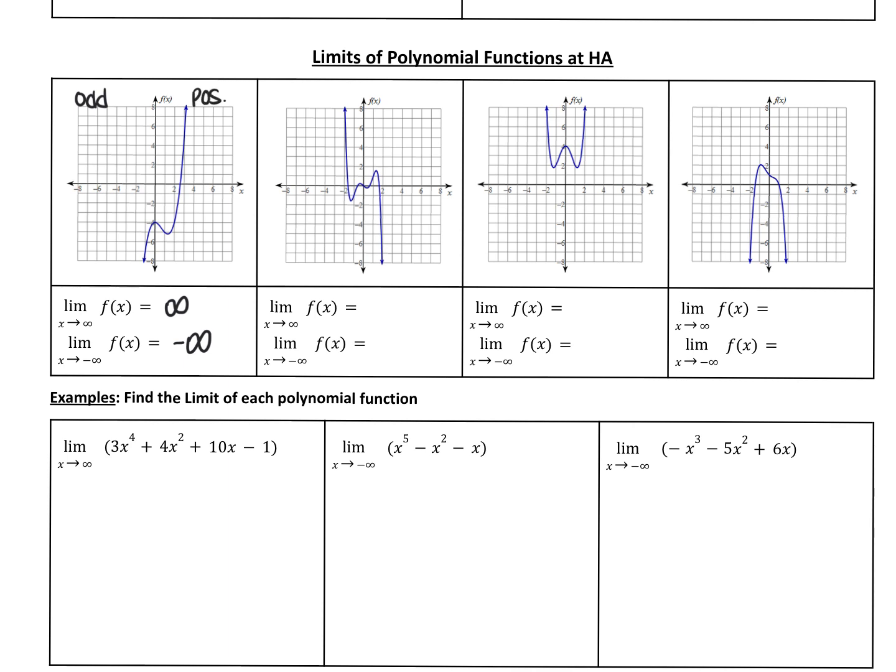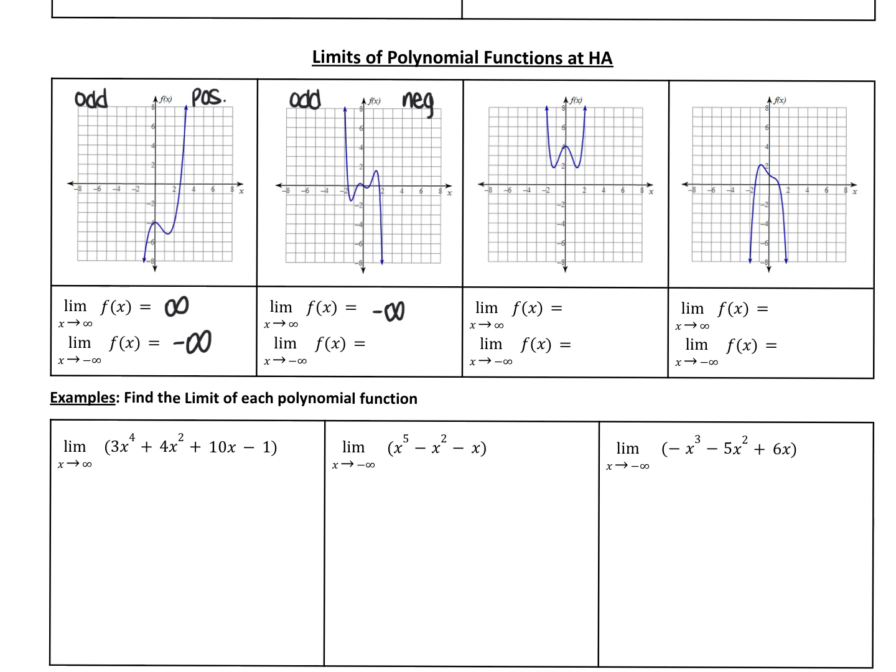How about the second one here? This one's odd also. They're going in opposite directions, but this one's odd negative because it's going up and to the left. So what's happening here? As x goes to infinity, as x goes all the way to the right, the y values are going down. Here, as x goes to the left, negative infinity, so now what about the next one?